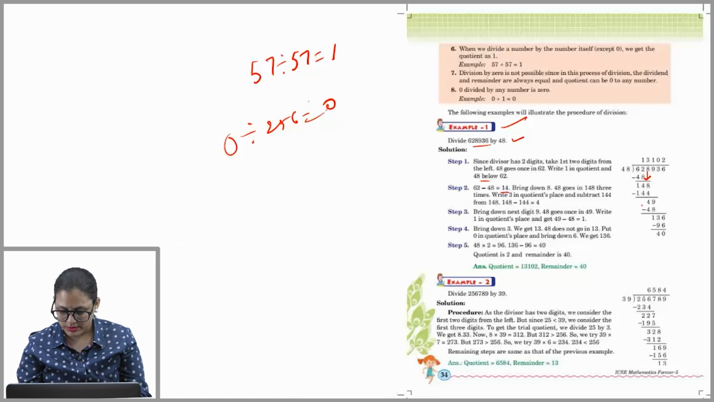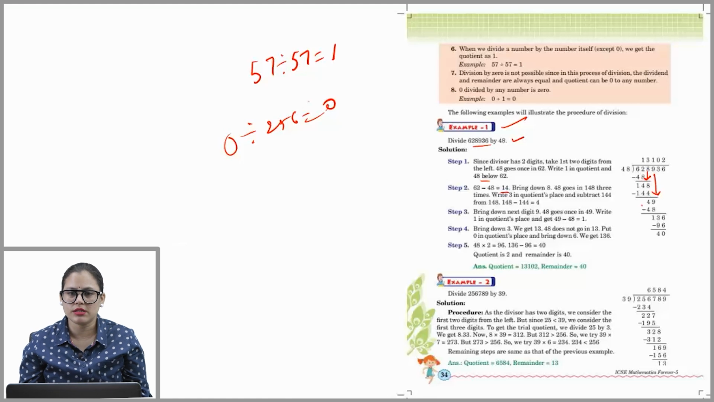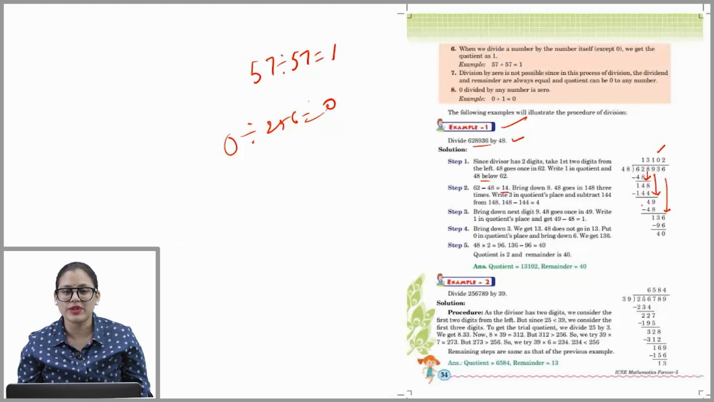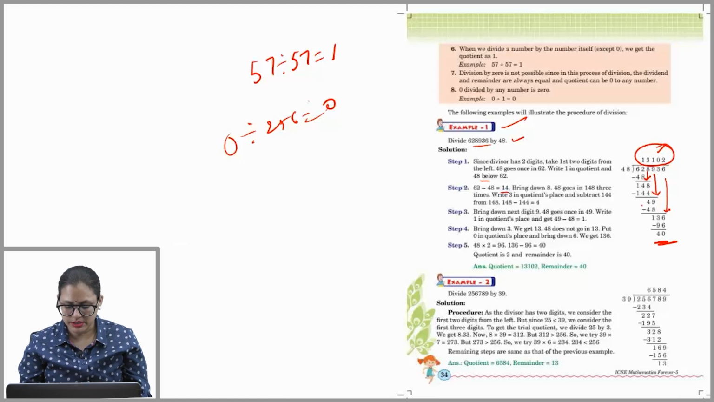Step 3, bring down 9. Okay. 48 goes once in 49, write 1 in the quotient place and get 49 minus 48 is equal to 1. Then bring down 3, we get 13. 48 doesn't go in 13 because 13 is less than 48. So put 0 in the quotient's place and bring down 6. Okay. And 48 into 2 is equal to 96 and 136 minus 96 is 40. So 40 is the remainder and the quotient is what? This is the quotient. Okay. Similarly, you will divide this number also. Okay.